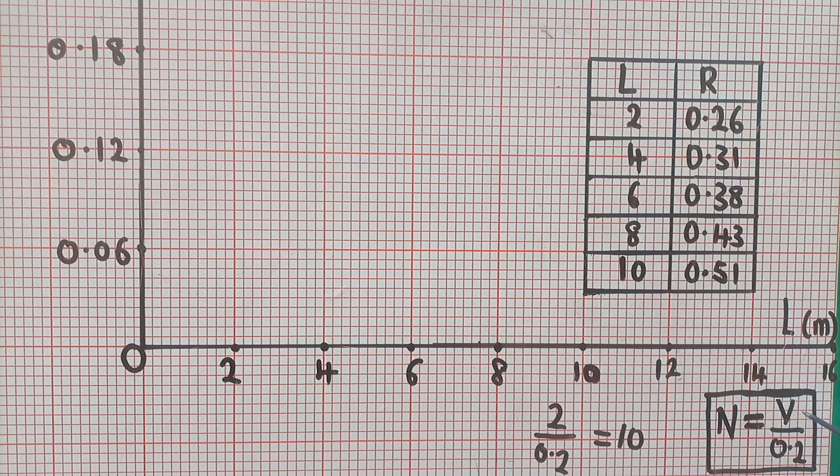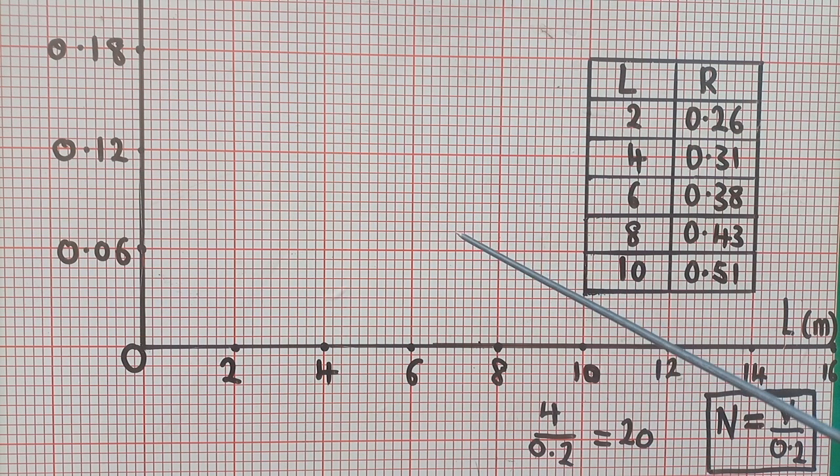Next is this 4. Let's check. Replace this v with 4 and let's see what it is going to be. Now we see that 4 over 0.2 is equal to 20. It means to locate this 4 along this axis, count 20 unit boxes from the origin. Let's count. From here to here, 10. Next, 20. Therefore, this is the location of 4.